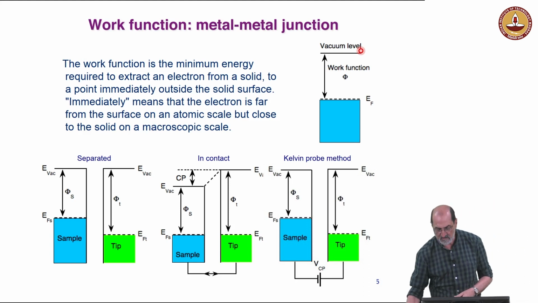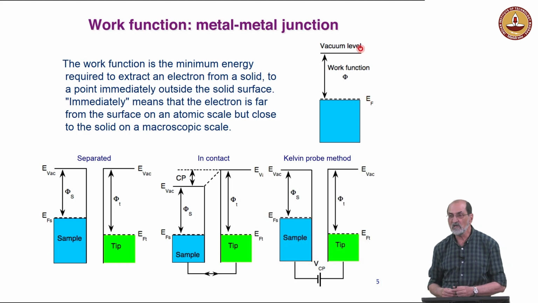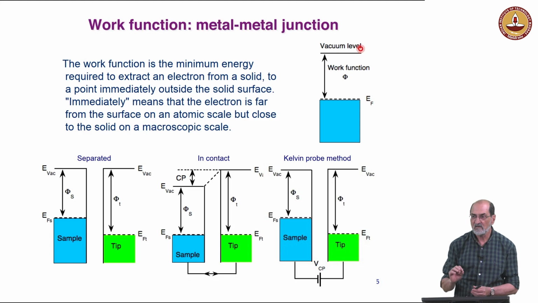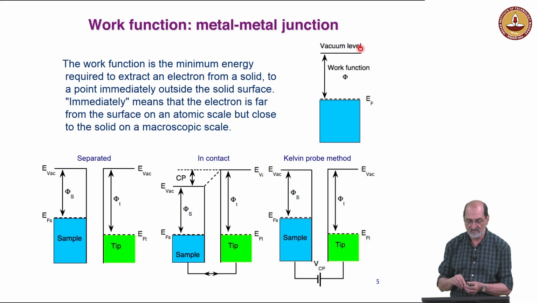Here we have a sketch of what the work function is. We have the Fermi level in the metal, and this is called the vacuum level. The vacuum level is the level which is macroscopically close but atomically far from the surface. That is called the vacuum level.